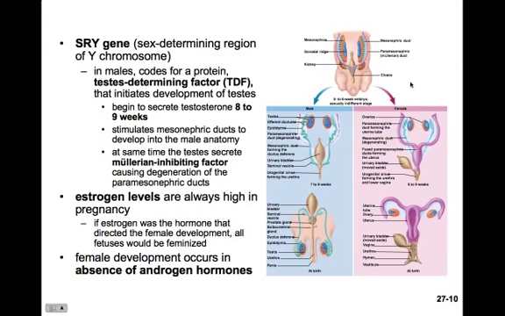So in the absence of SRY gene, we will see that the default is that ovaries develop, and because there's no Mullerian inhibiting factor, the Mullerian ducts or paramesonephric ducts will become the oviducts and uterus. And if there's no testosterone to support them, the mesonephric ducts will degenerate. And thus we have development of the female internal genitalia.